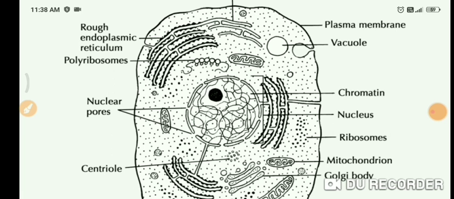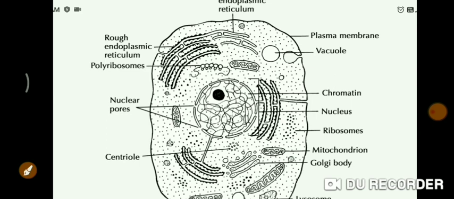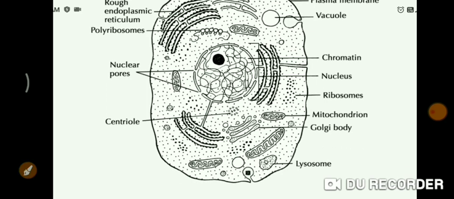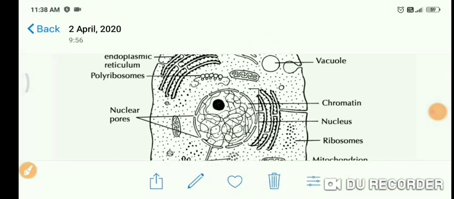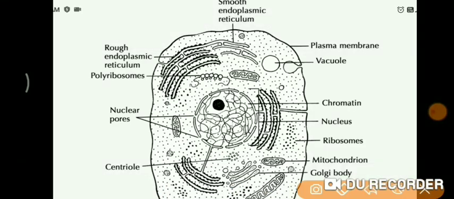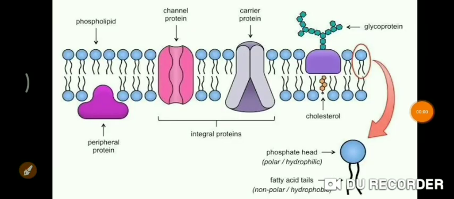Just outside the nucleus is endoplasmic reticulum. This structure is known as endoplasmic reticulum. Then, beside it, there is Golgi body, mitochondria, lysosome, vacuole. Then plasma membrane. We have plasma membrane, ribosomes, centrioles, etc. Now we will study about plasma membrane.